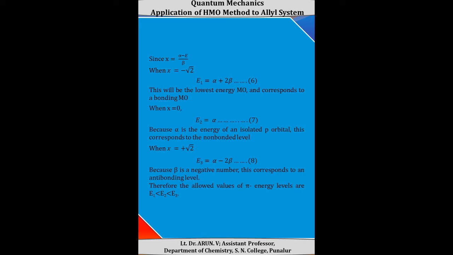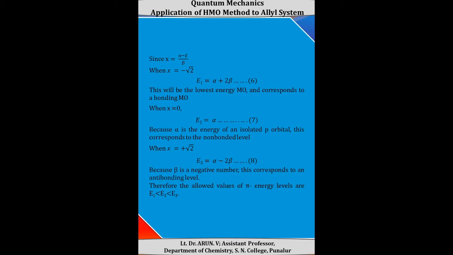We know that x is equal to alpha minus E divided by beta. Therefore, we have three roots, and we take them one by one. First, when the value of x is equal to minus root 2, we get the value of energy E1 equal to alpha plus root 2 beta. This will be the lowest molecular orbital energy, and it corresponds to the bonding molecular orbital.